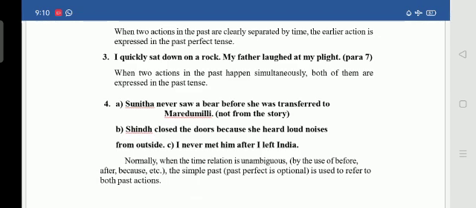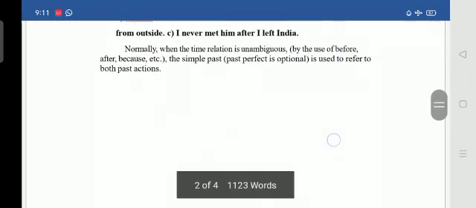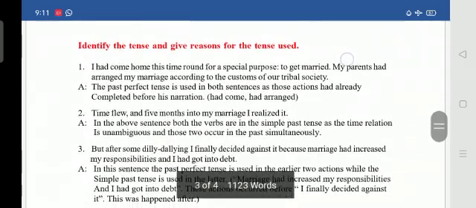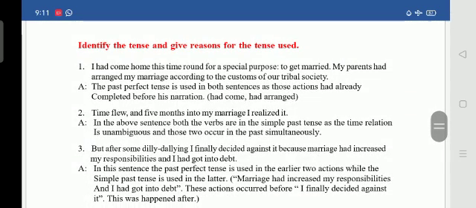So what they are saying is, when the time relation is unambiguous, because of the use of before, after, because, the simple past is used to refer to both past actions. So they have given one exercise for us. I have already done it for you. You write them in your notes, because I think the space provided in the textbook will not be sufficient for you.